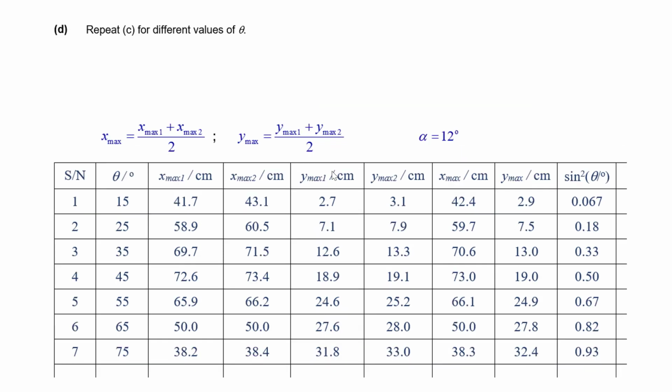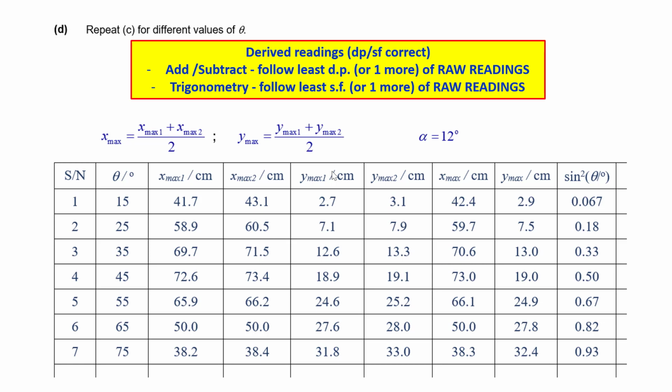The next thing would be your derived readings, and here we are checking whether the DP is correct or whether the SF is correct. Okay, so 2 rules we'll need here. We note that Xmax and Ymax, like earlier on, is made up of the addition of 2 raw readings divided by 2, which is an exact number. So we follow the addition and subtraction rule, and it should follow the least DP, or one more. But in this case, because we have a good spread of values, I think following the least DP would be good enough. So these are all to the nearest millimeter. Your Xmax and Ymax should be recorded to the nearest millimeter.